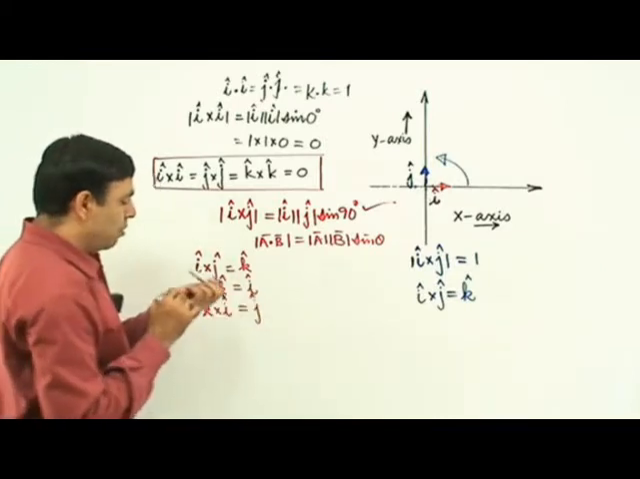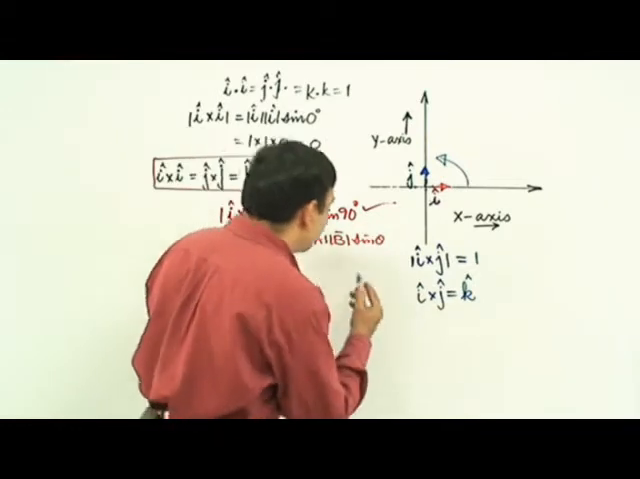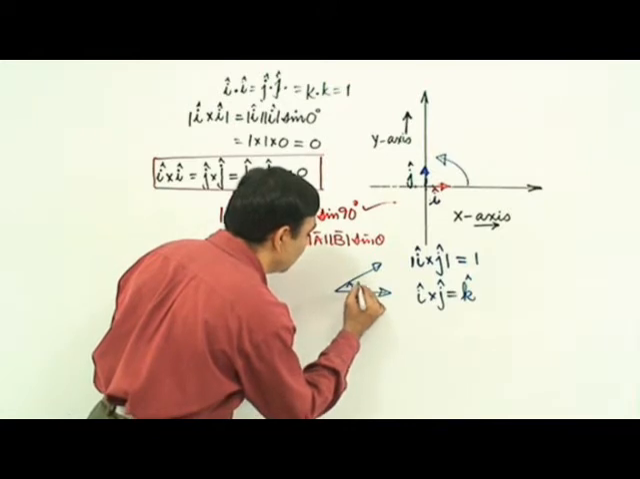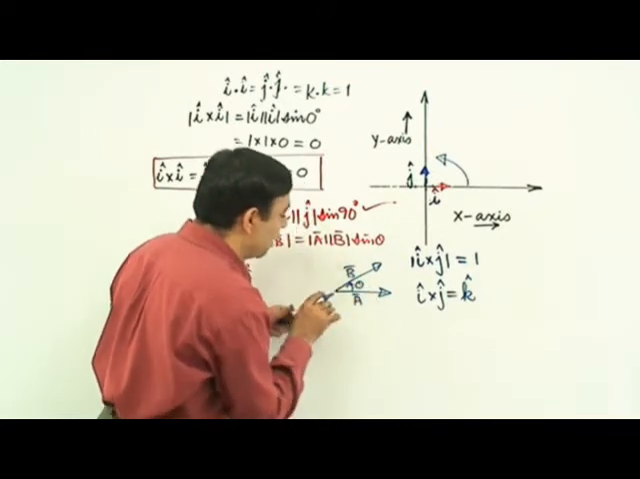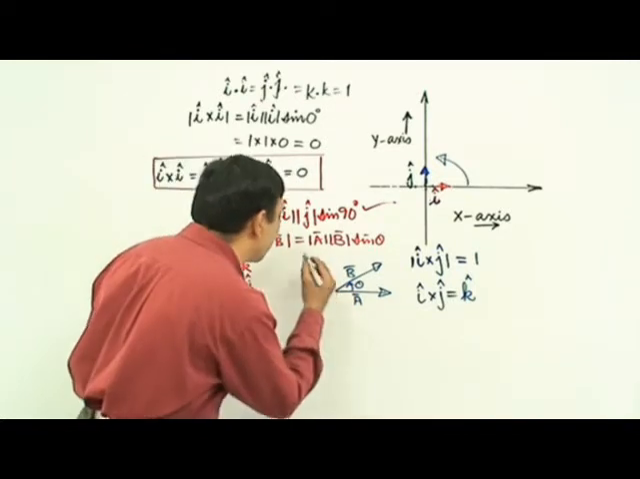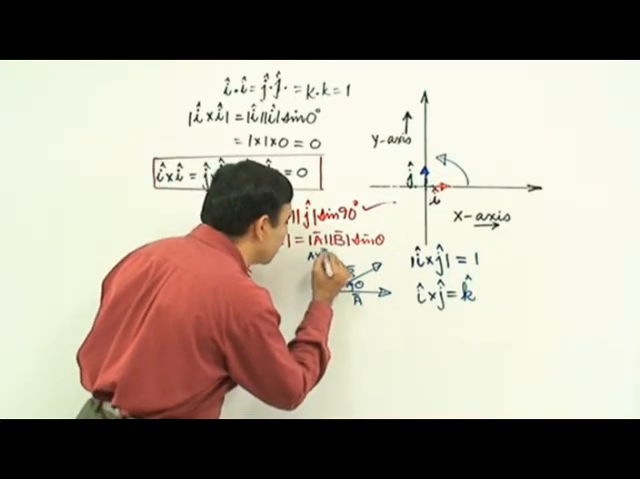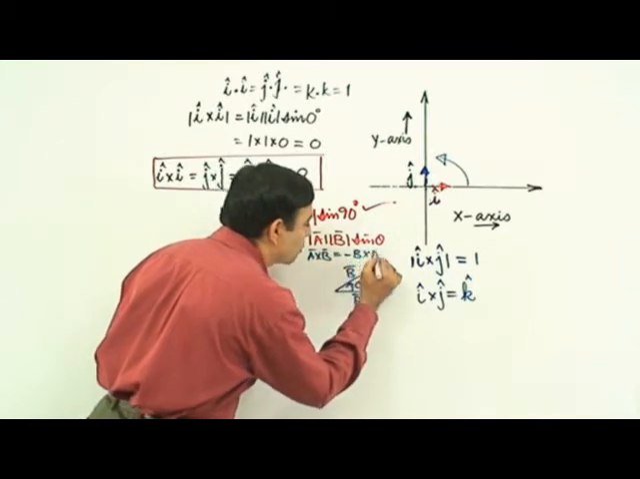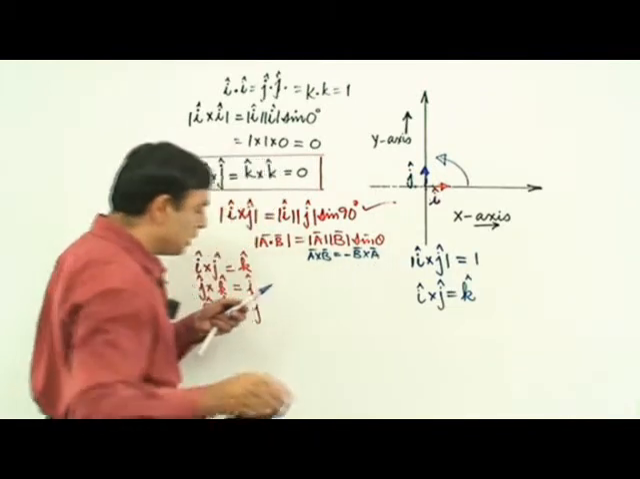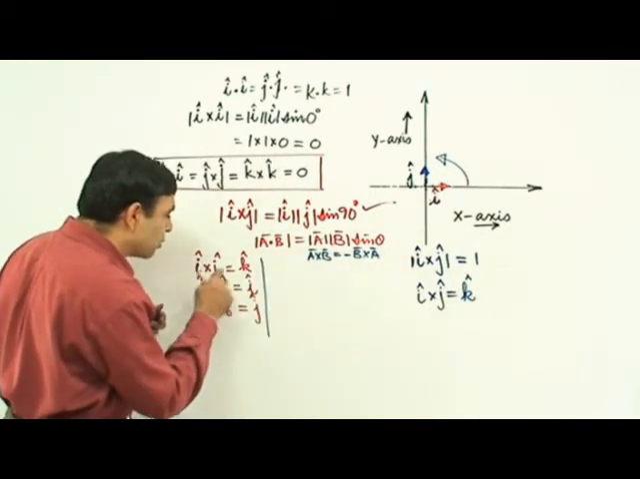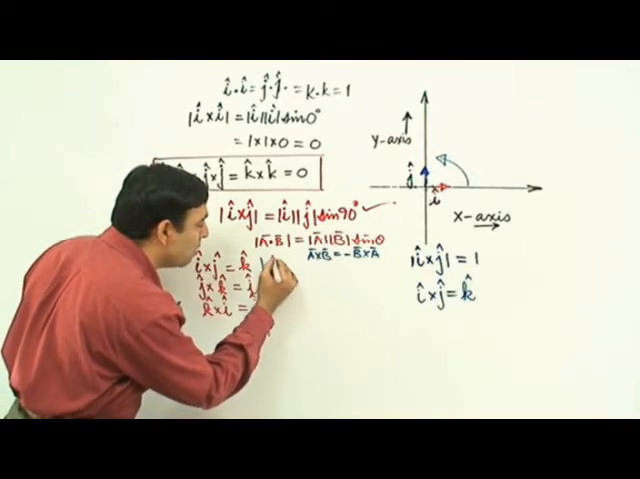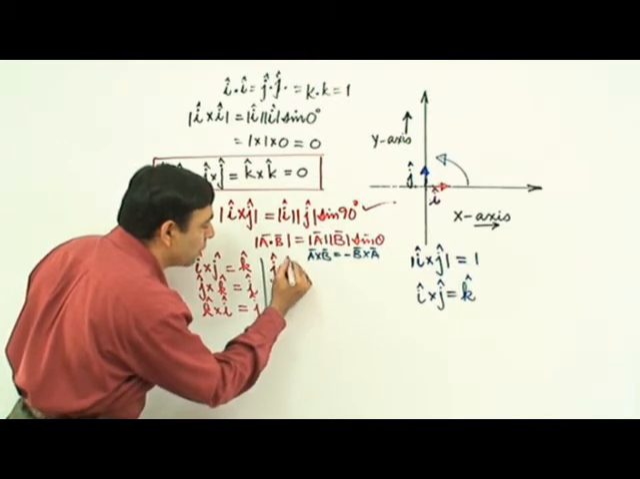We already know if A and B are vectors in the plane of the board as shown in the figure, A cross B is out of the board and B cross A is into the board. A cross B and B cross A are negative vectors of each other. Using that concept we can easily show that when i cross j is k, definitely j cross i is going to be minus k, because cross product is anti-commutative, it's not commutative.